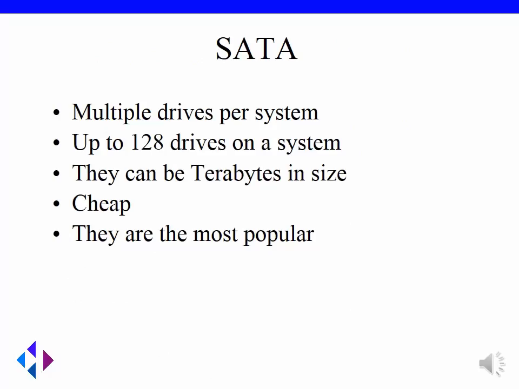The real advantage to SATA and eSATA is you can have multiple drives per system, up to 128 of them. They can be listed as primary, secondary, or master-slave also on ports. There is not a 127 gigabyte limit on the SATA drives. They can be terabytes in size, and they're cheap. They are available in stores, and they are the most popular drive.